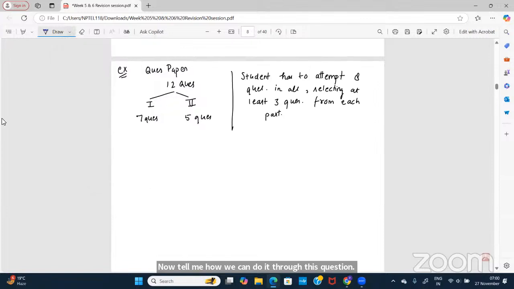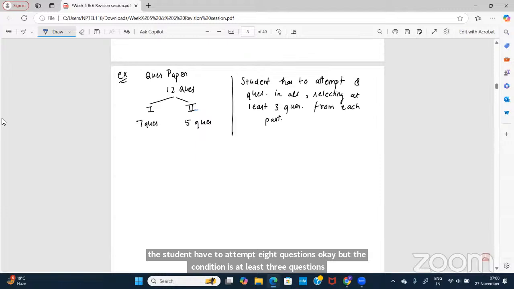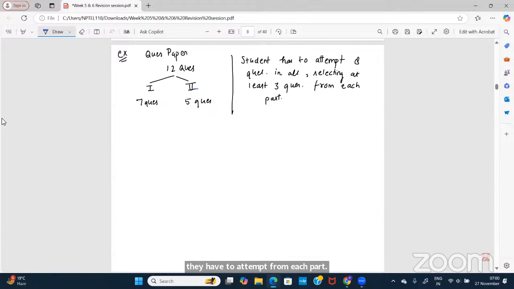Okay, so again, repeating the question. In total we have 12 questions, right? The first part contains 7 questions and the second part contains 5 questions. In total the student has to attempt 8 questions, but the condition is at least 3 questions they have to attempt from each part. Then how will you solve this question? What will be the different possibilities? By making cases, first of all. What will be the different cases here?